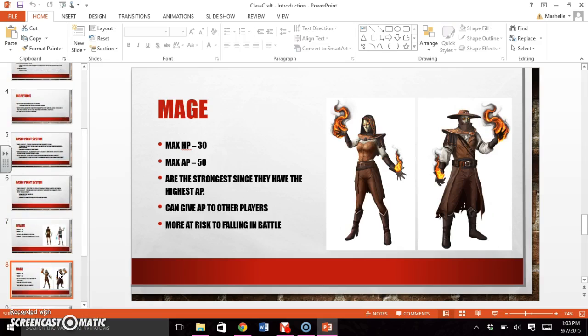Next, we have the mage. These are the starting costumes for the mage. The mage is by far the strongest character with action points, but the lowest character with health points. So even though they're the strongest and can give action points to people and can do a lot, they are the ones most likely to fall in battle. So when you look at the list of characteristics and powers, if you fit any of those things and you're more likely to do things that can harm you, you don't necessarily want to be a mage.